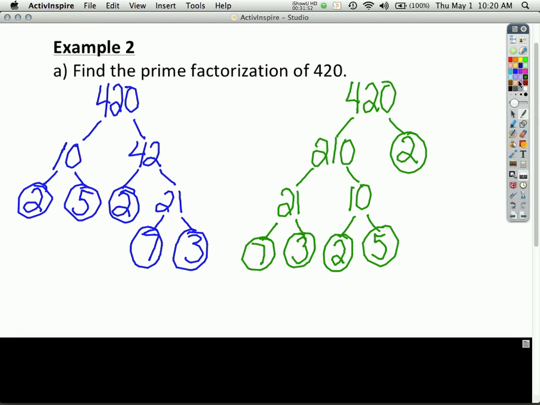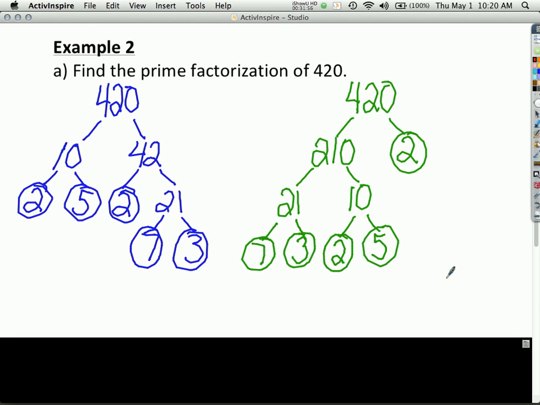What was the point of doing 2 different versions? Did anyone catch the point? What is the point, DeAndre? To make sure that the answers are the same. That's right. You get the exact same results. What do I mean by that? Well, we are not done. This is the work to get the prime factorization.